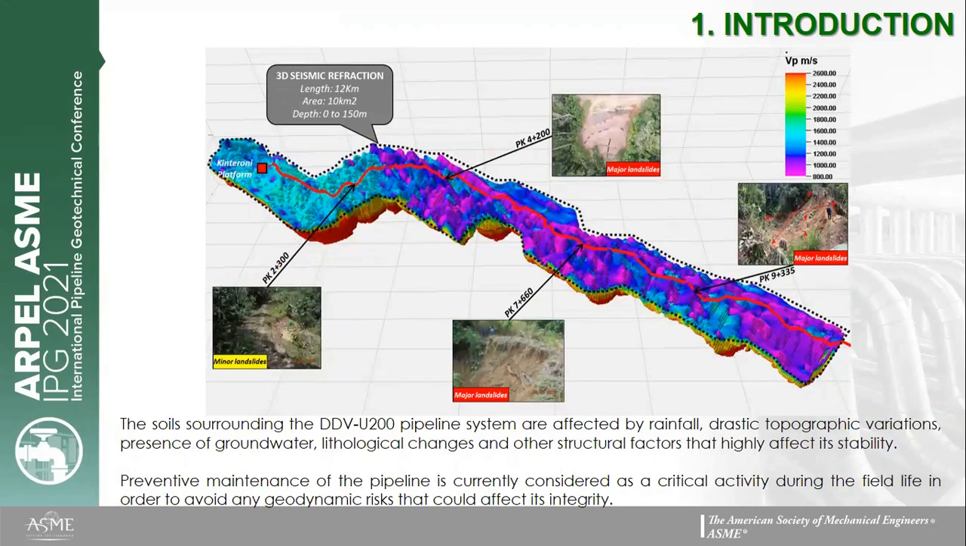The soils surrounding the pipeline system are affected by rainfall, drastic topographic variations, presence of groundwater, lithological changes, and other structural factors that highly affect its stability. Preventive maintenance of the pipeline is currently considered a critical activity during the field life in order to avoid any geodynamic risk, like major landslides, that could affect its integrity.